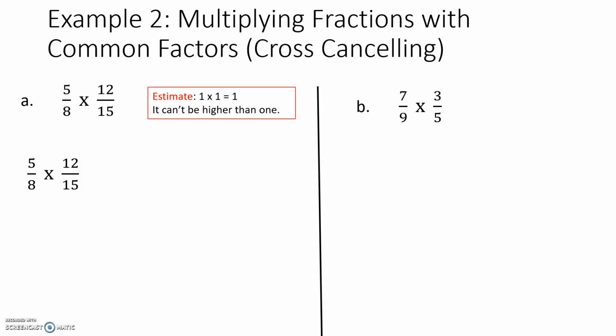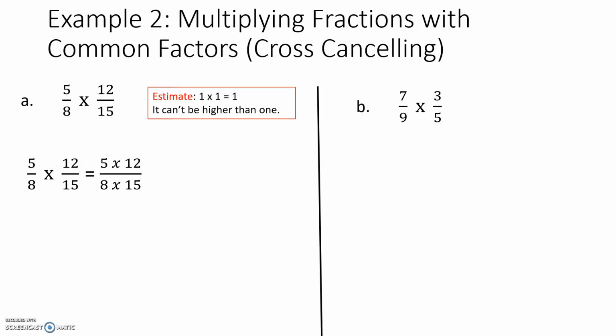The first thing that I'm going to look for is common factors. I notice that 5 and 15 have a common factor of 5. Now, we're not looking for multiples, we're looking at factors. So 5 and 15 have a common factor of 5. And what common factor do 12 and 8 have? More precisely, what is the greatest common factor between 12 and 8? The answer is 4. 2 would also work, but 4 is going to reduce it even more.